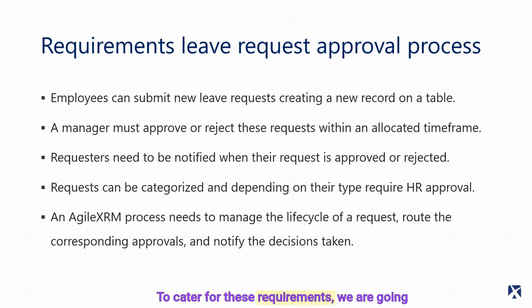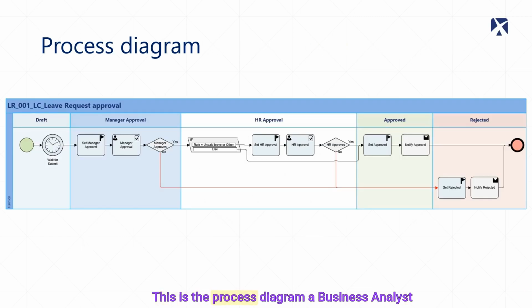To cater for these requirements, we are going to create a leave request approval process. This is the process diagram a business analyst would have designed using a modeling tool. The process starts when a new leave request is created and waits for the request to be submitted, updates the status, and sends a task to the manager to approve the request. If it's approved, certain leave types also require HR approval, creating a task to the corresponding team. If the request is approved, the status is updated accordingly, and an email is sent to the requester. Likewise, if the request is rejected by any participant.